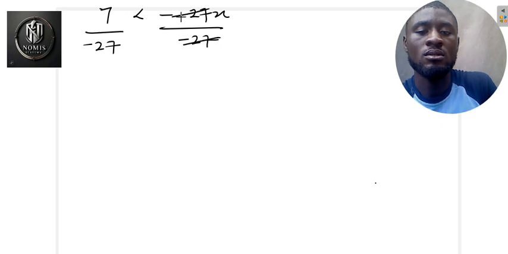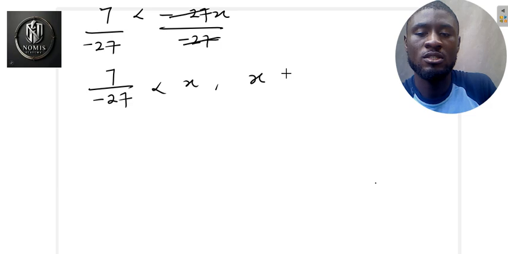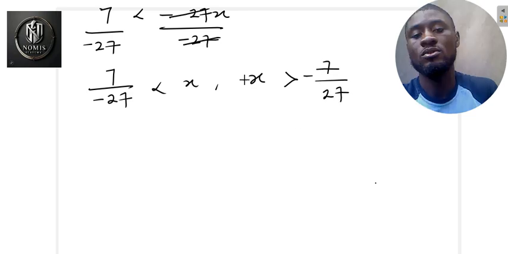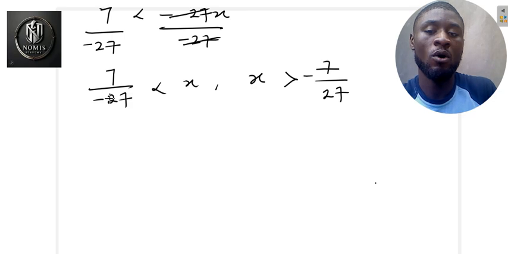So minus 27 cancels this. We are left with 7 over minus 27 less than x. So we can equally say x is greater than minus 7 over 27. So it's the same thing. When you say 7 over minus 27 is less than x, it's the same thing as to say that x is greater than minus 7 over 27. So whatever option that you have, you can easily pick the correct one.